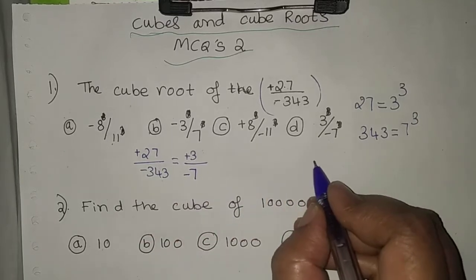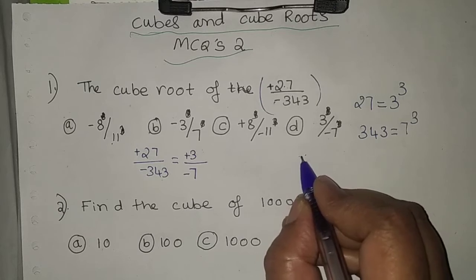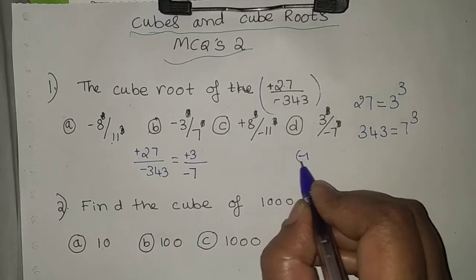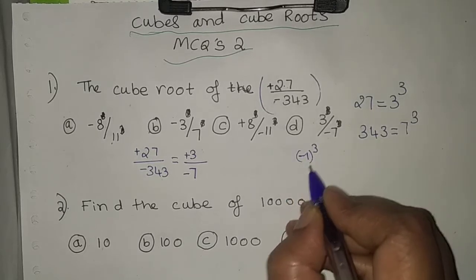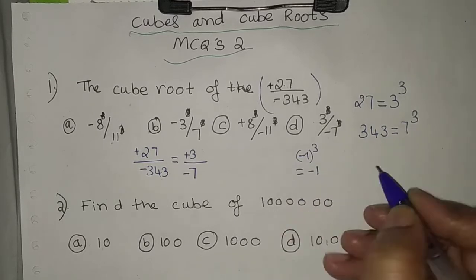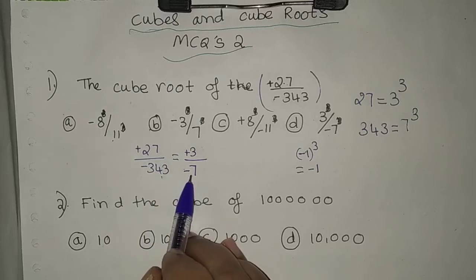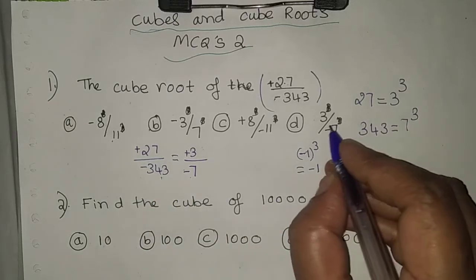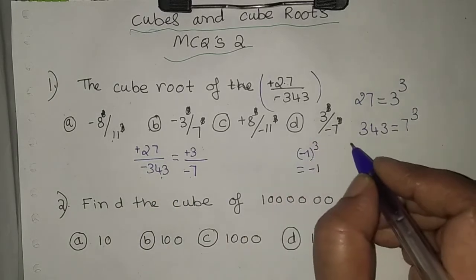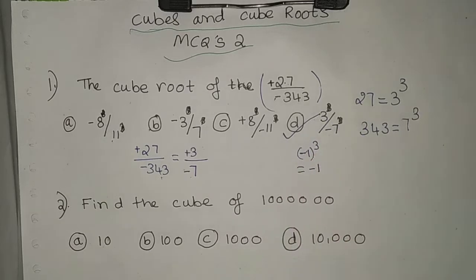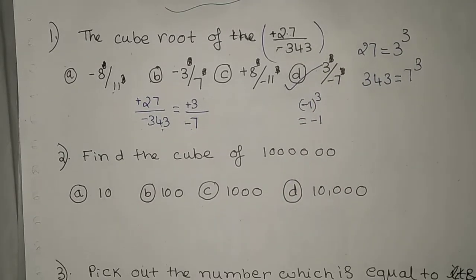The cube root of any negative number, for example minus 1 cube, will be minus only. Therefore the cube root of minus 343 will be minus 7. So which option is correct? Option D is the correct answer. So this is the first question.